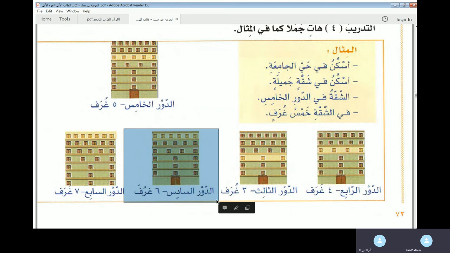The apartment is on the sixth floor. Oh, on the sixth floor. Okay, it's on the sixth floor. Fi shakkati sitta ghurafin. Sittu ghurafin? Yes. The apartment has six rooms.